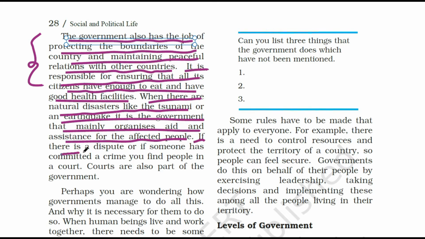So if there is a dispute or if someone has committed a crime, you find people in a court. Courts are also part of the government. So the courts that are there in your city, in your town, are also a part of the government.